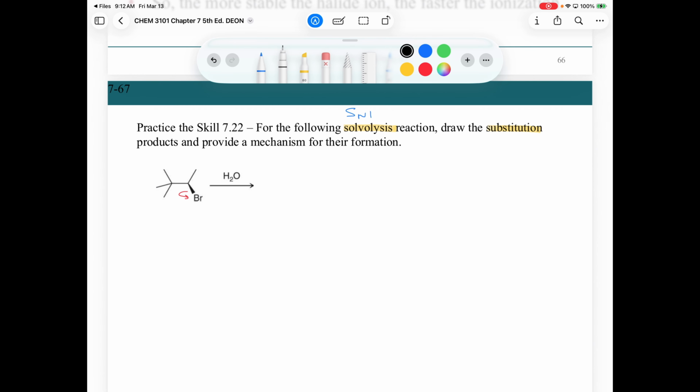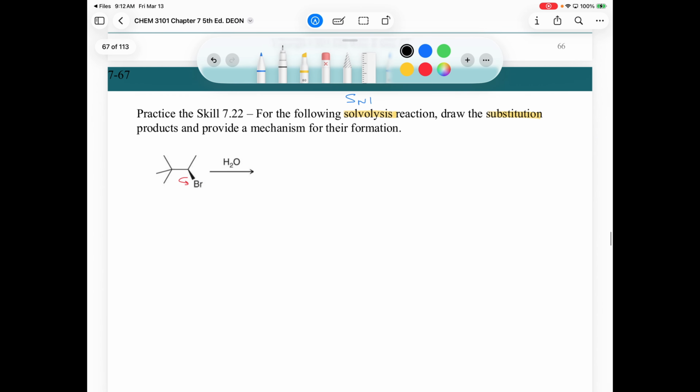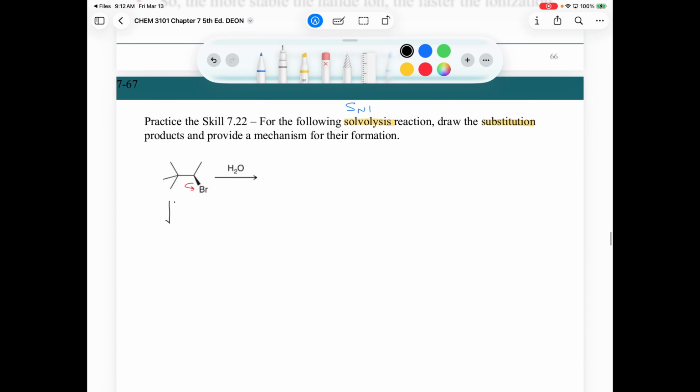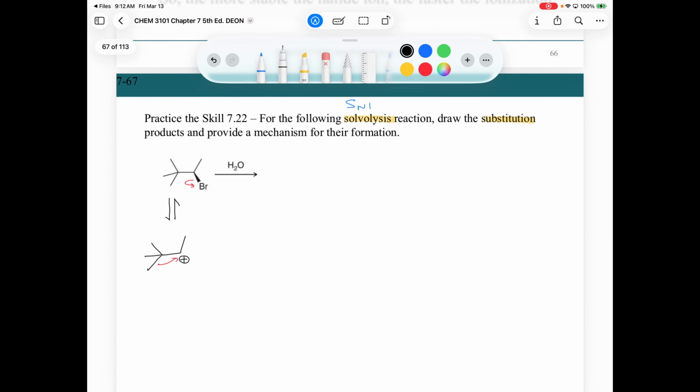Then I saw you guys had drawn, I'll just maybe draw the mechanism going down like this. So we have our loss of leaving group. Then we end up with this secondary carbocation, right? A bunch of people told me, yeah, that can rearrange. And then, remember, we have an irreversible arrow for a rearrangement. Then we're going to end up with this. So we have two different carbocations.